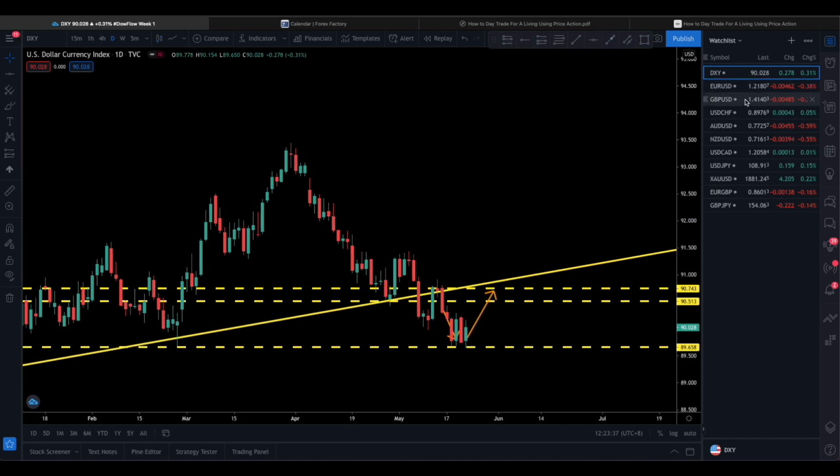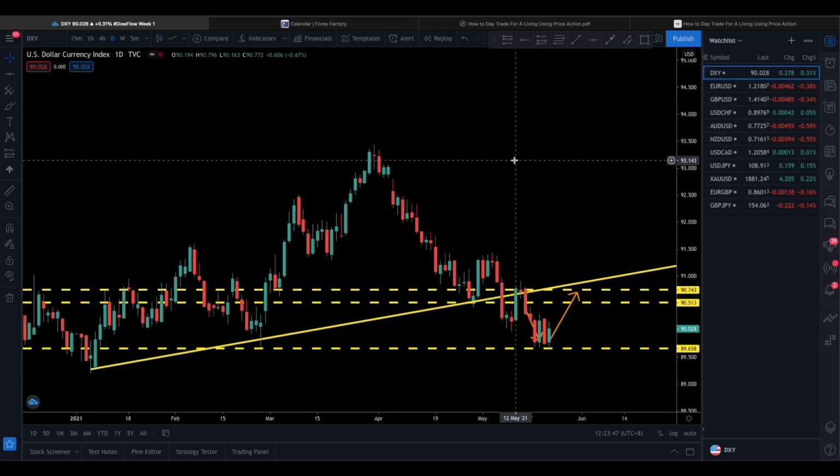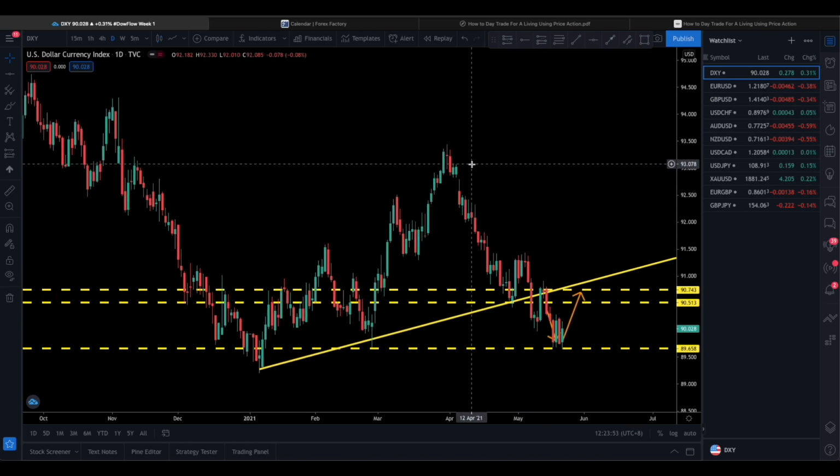Now, this is DXY. DXY stands for Dollar Currency Index. As always, I always say that DXY is important to know because if you know the direction of dollar, then you will know the direction of euro dollar, pound dollar, Aussie dollar, and basically all the dollar pairs. Okay, so of course, if DXY is dropping, that means dollar is weakening, and of course, if DXY is rising, it's bullish, then that means that dollar is strengthening.